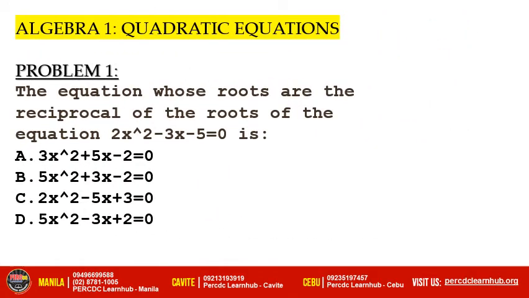Problem number 1: the equation whose roots are the reciprocal of the roots of the equation 2x squared minus 3x minus 5 is: A, 3x squared plus 5x minus 2 equals 0; B, 5x squared plus 3x minus 2 equals 0; C, 2x squared minus 5x plus 3 equals 0; D, 5x squared minus 3x plus 2 equals 0.